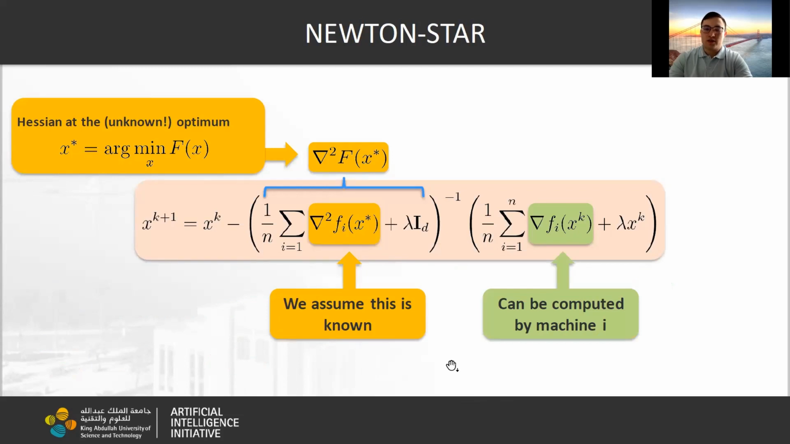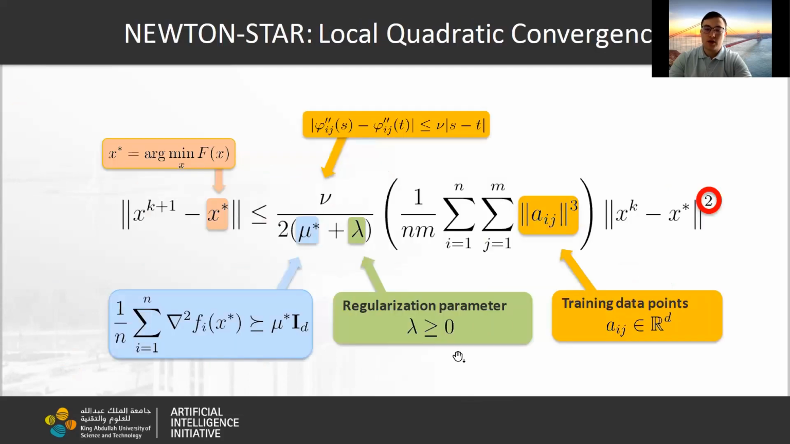The only difference with the standard Newton method is that we use the Hessian at the optimum instead of the Hessian at the current point. It means that each node computes only the local gradient and broadcasts it to the master. We have proved local quadratic convergence rate for this algorithm. Here we assume that the Hessian at the optimum is lower bounded by mu star times the identity matrix, and mu star plus regularization parameter lambda is positive.